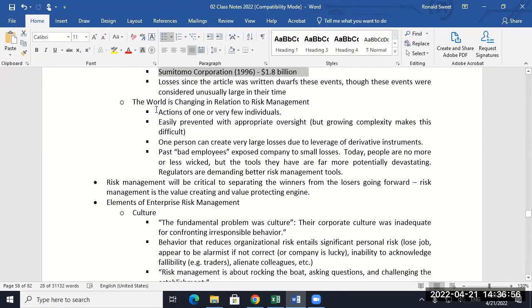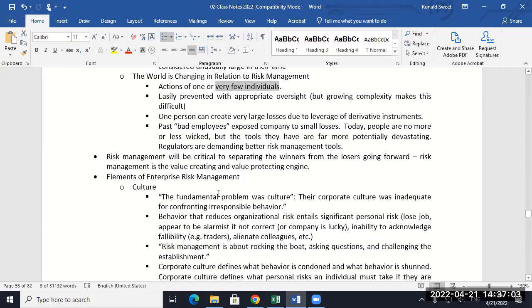And so here's the key: a few people can cause a tremendous amount of damage. So we're seeing Putin doing that, his decisions about Russia and Ukraine. But in finance, we're seeing it because we have these new securities that are very, very, very levered.